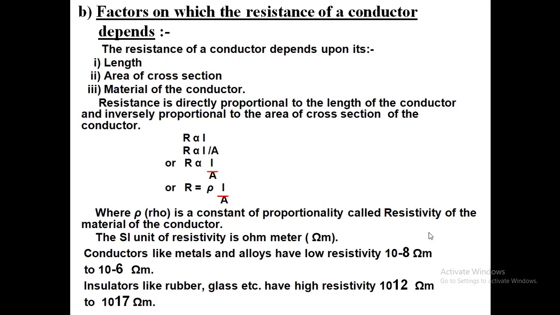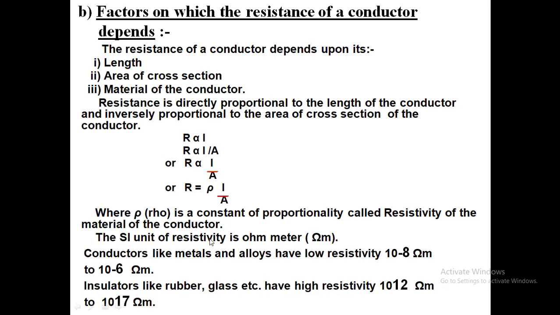What is resistivity? In order to define resistivity, just take a conductor of unit length and unit area of cross section. Unit length means 1 meter. Unit area of cross section means 1 meter square. If you substitute, you get R equal to rho. So how can we define this? Whenever R equals rho, the resistivity is defined as the resistance of a conductor of unit length and of unit area of cross section. So this is how we define resistivity.